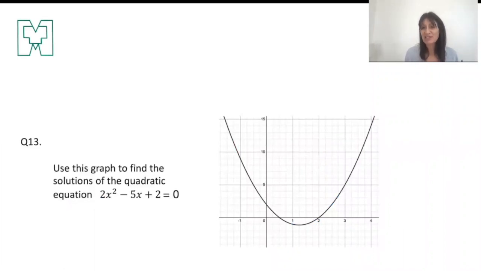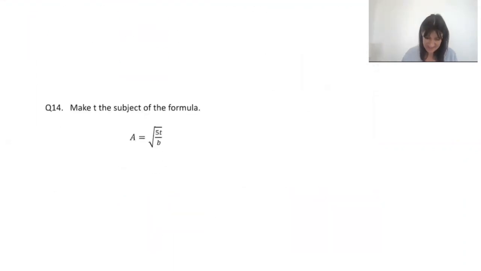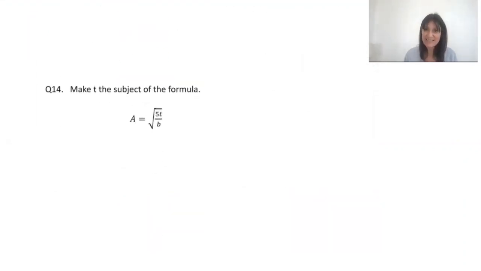Right, this is the type of question that we see at the end of a foundation paper. So we think they're going to be harder than they are. Absolutely not. It says use the graph, so the answer's got to be on the graph. Where it crosses that x-axis is our solutions. So x is equal to 0.5 and x is equal to 2. And that really is it. All right, next question. Hit pause, press play when you're ready.